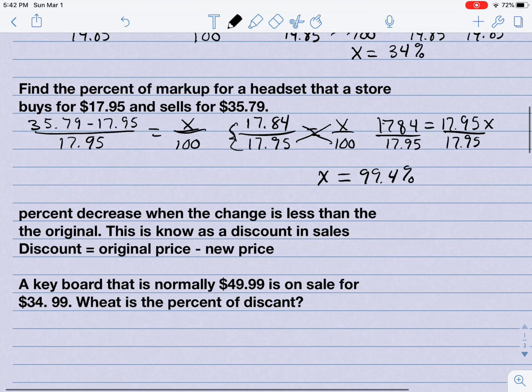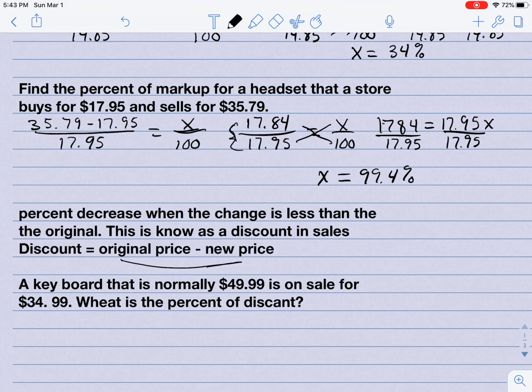So the other side would be the percent decrease. So when the change is less than the original, this is known as a discount in sales or percent decrease. And so discount equals original price minus new price. So if you'll notice, this is flopped from the above. And the reason for that, once again, is we need the percent to be positive. Even if it's a percent decrease, it's still a positive percent. Okay, so you'll see this in stores when things go on discount.